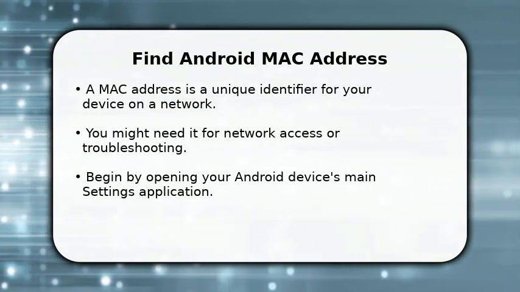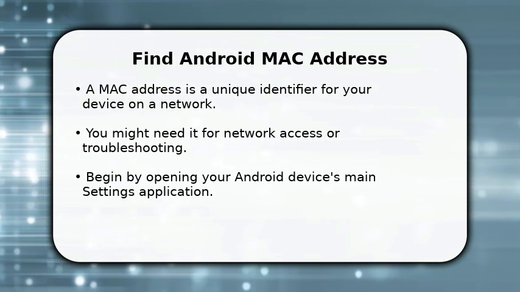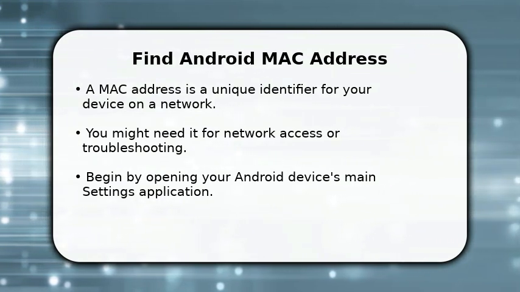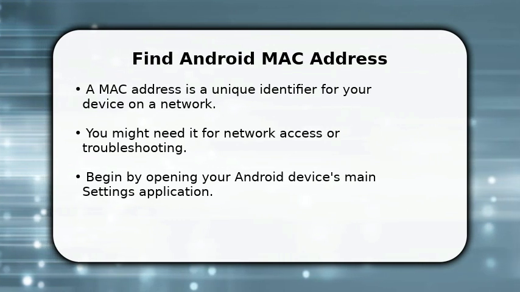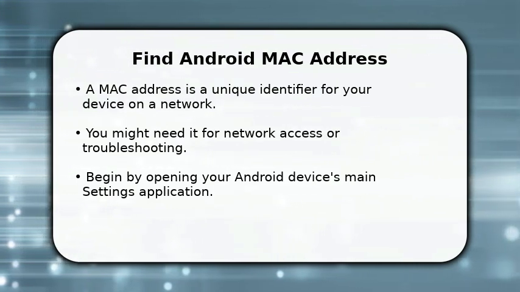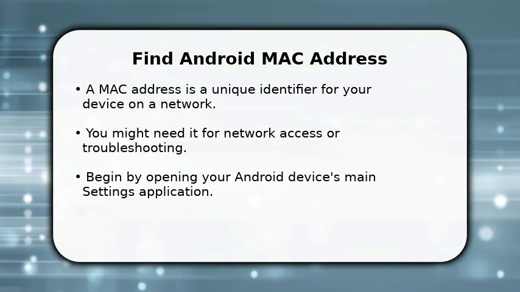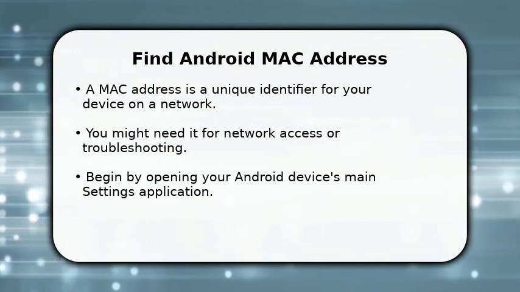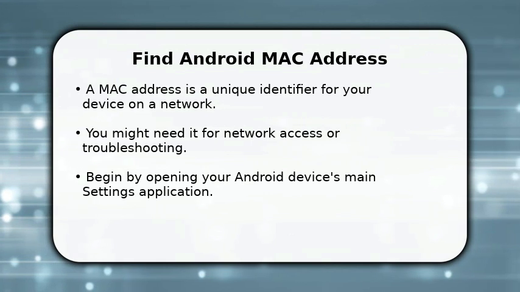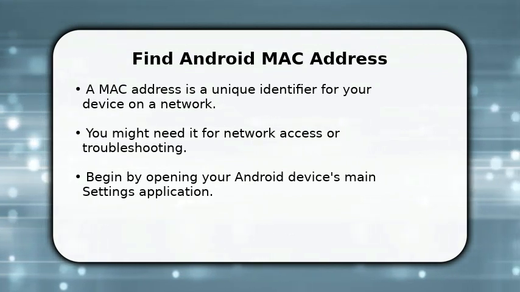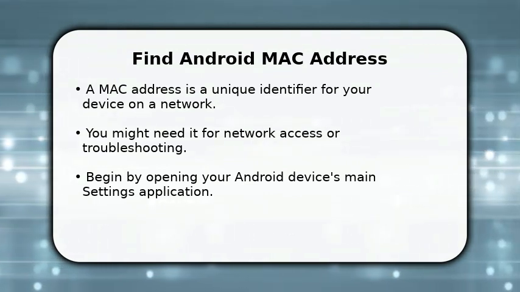First, unlock your phone and locate the Settings app icon, which often looks like a gear. Tap on it to open your device's main configuration menu. This is the starting point for accessing all your phone's system information. We will navigate through these settings to quickly pinpoint the unique identifier you need.